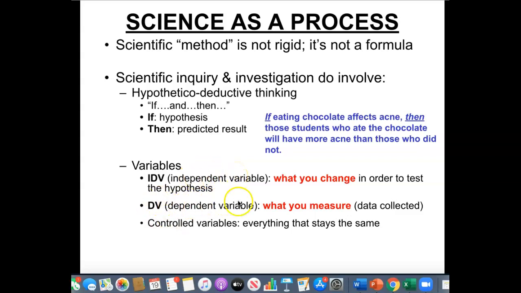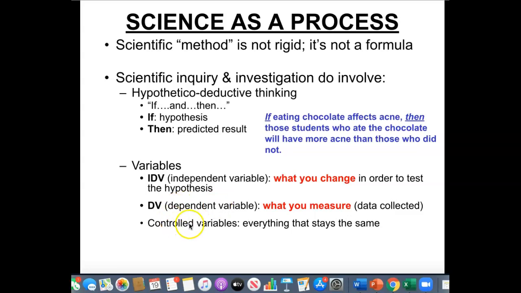The dependent variable is, what are you measuring? What are you actually collecting as your data? And this data collection is thought to have changed because of your independent variable. Right, so the dependent variable changes based on the independent variable. It's sometimes called the responding variable. I would write that down. The dependent and the responding variable are the same thing.